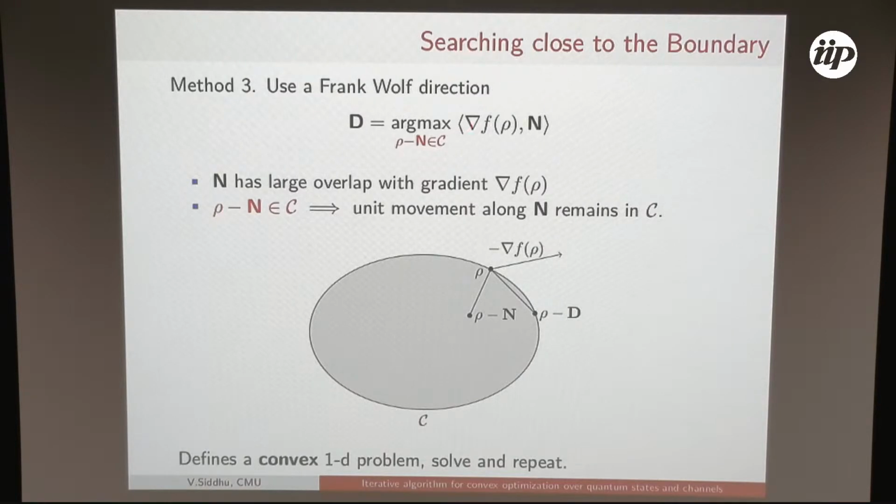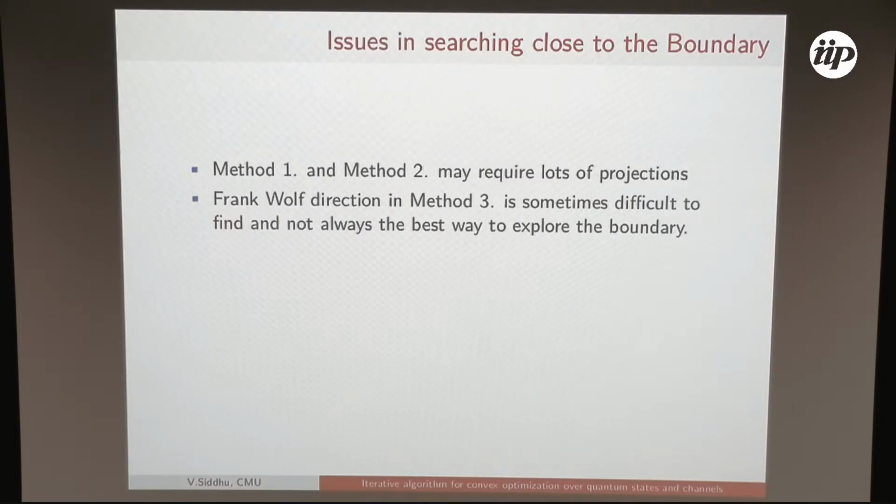So you take a large overlap of this new direction n with the gradient, such that if I move along this direction, I remain inside this set. And you find this direction. Sometimes you can find this direction very easily. Otherwise, this itself is a convex optimization problem, but it has a linear objective, so you have some hope that you can sometimes do it algebraically. OK? Now you've defined a new direction, and you have a new line between rho and rho minus d. You do line search on this, and you just repeat the algorithm I told you.